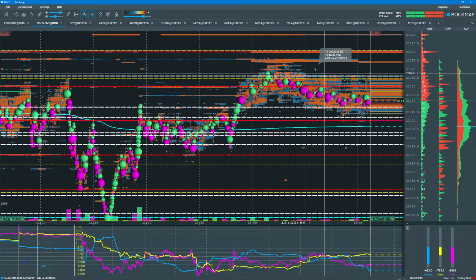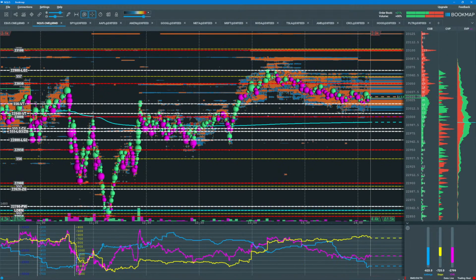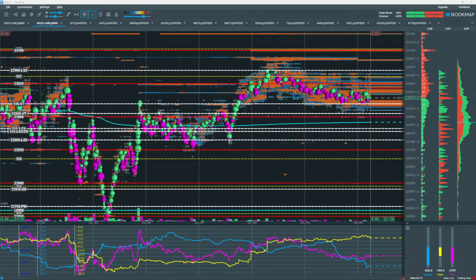All right, so current price action. Again, this is showing resistance at the 22,900 level. That's NDX. And support at the QQQ 556 volatility trigger. All right, let's take a look at some stocks, then we'll get back to the live market.